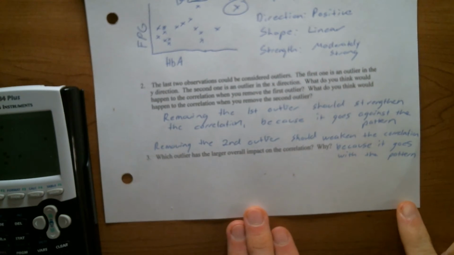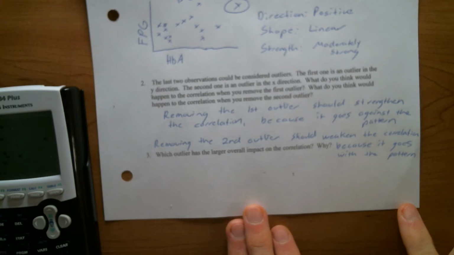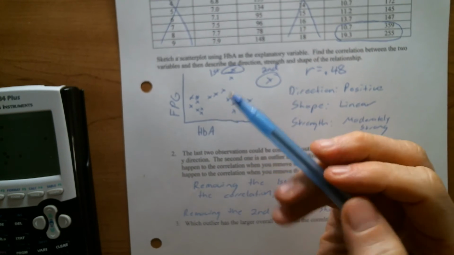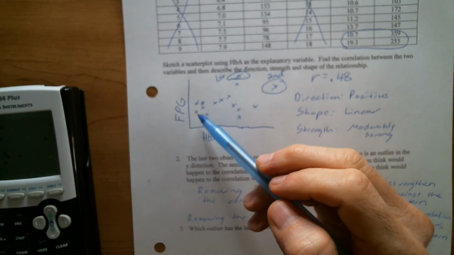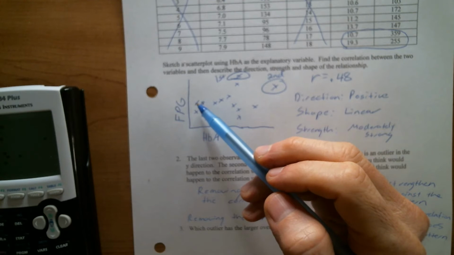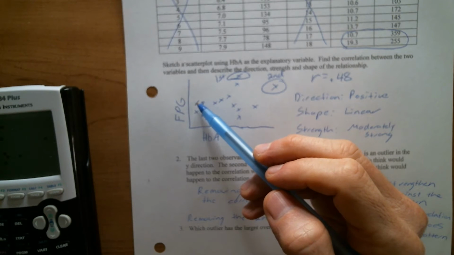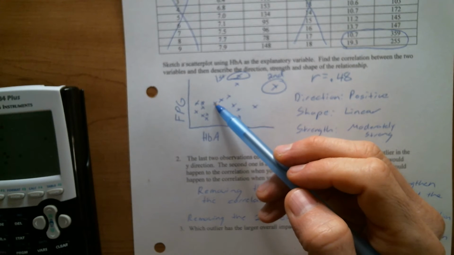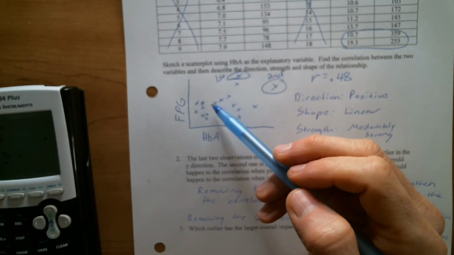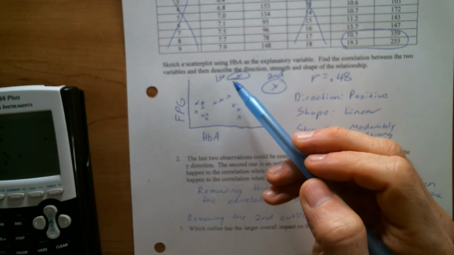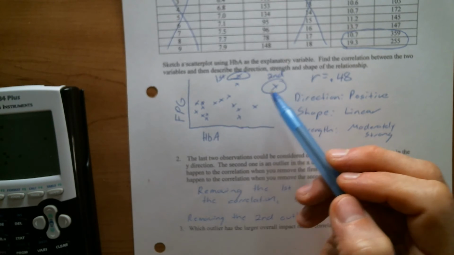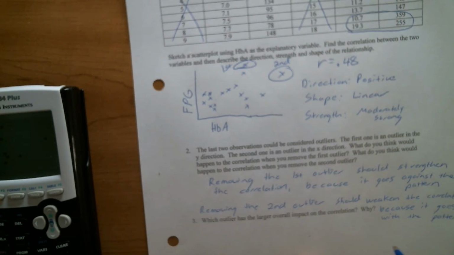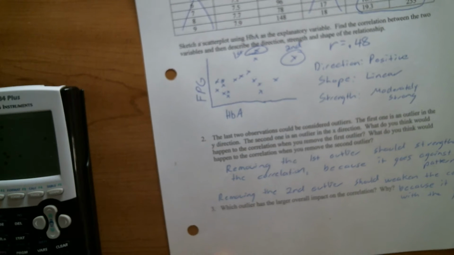All right. Now, which of these two is going to have a larger impact on the correlation? Remember, the correlation is found by averaging together all of the zx's times zy's. So turning this point into a zx and a zy and taking the product of those two values. Turning this point into a zx, zy, taking the product of those values, and so on and so forth. You do all of those products, and then you average them together. So which one's going to have a larger impact?